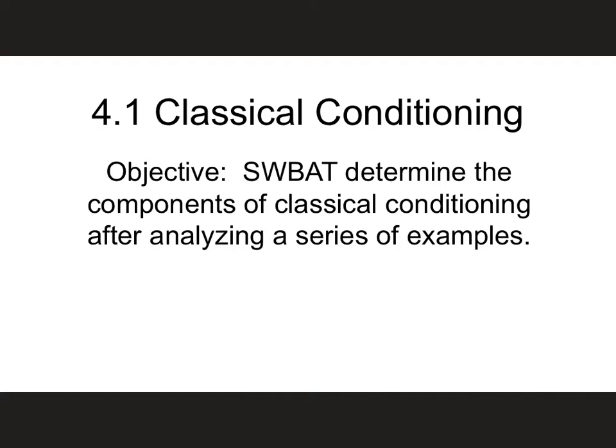Everyone. We are starting our new unit, Unit 4, and Unit 4 focuses on learning. Today we're doing 4.1 classical conditioning, which is how we're going to determine the components of classical conditioning after analyzing a series of examples. So in other words, classical conditioning is when you pair two things together repeatedly, which causes learning, and we're going to take a look at exactly how that happens today.